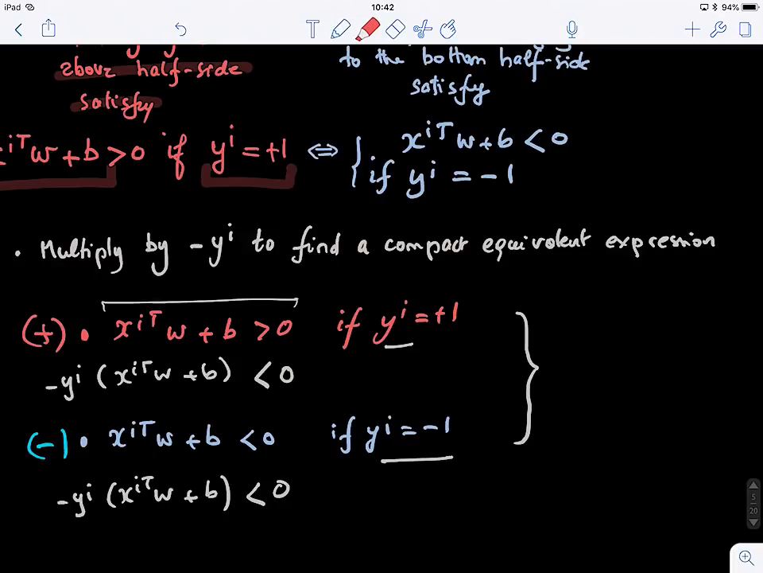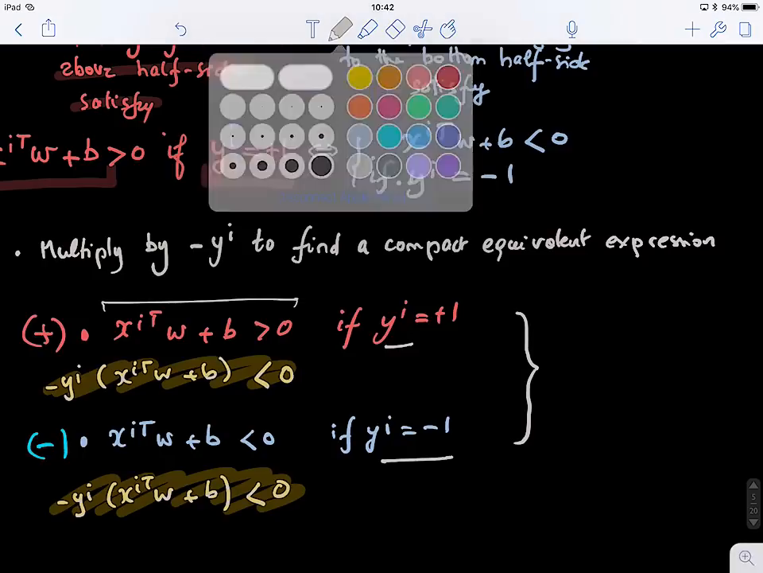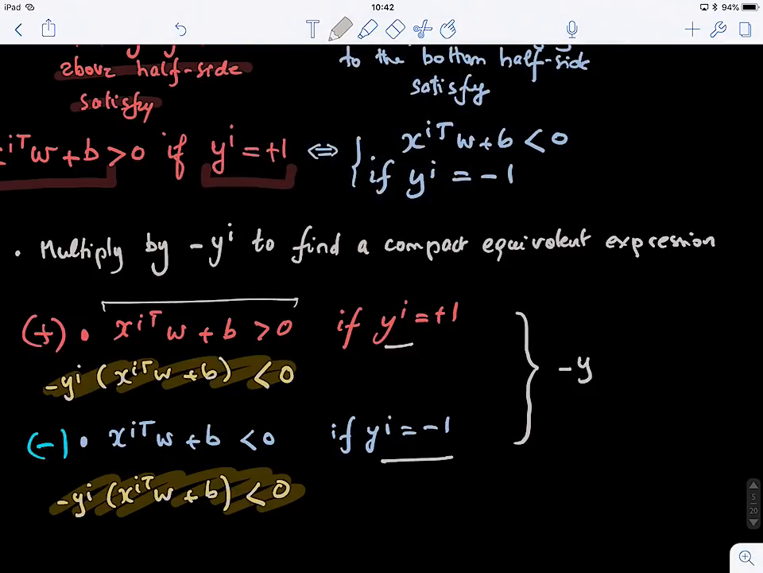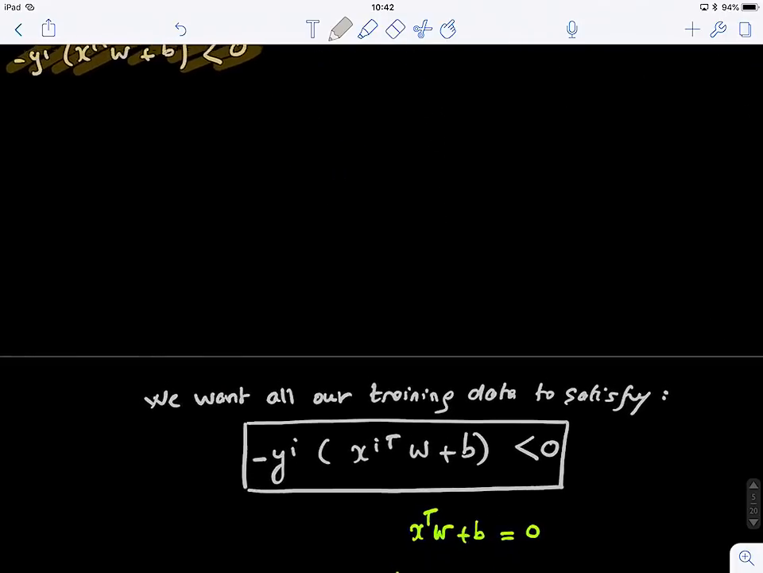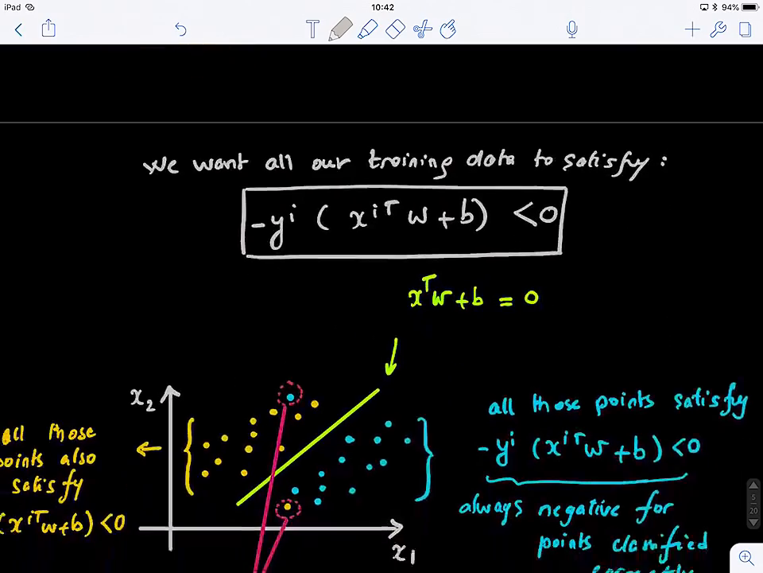What do you notice? We have exactly the same condition for all correctly classified points, right? If a point is correctly classified, if we take the negative of its label, multiply it by its feature vector times our estimated w vector plus b, we will always find that it is negative. So this value will always be negative for correctly classified points. Now let's look at this. This is exactly what we have.